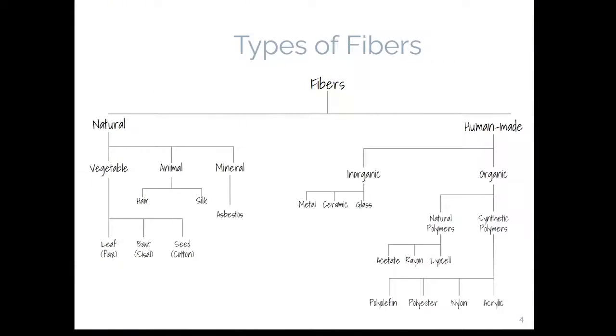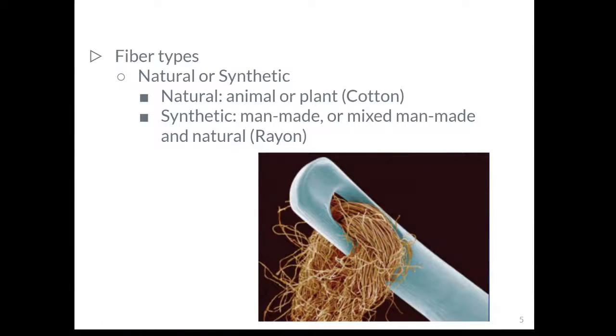These are the types of fibers that were shown in lecture. In lecture, we talk about fiber types, the two being natural, which come from animals and plants, and synthetic, which are human made. The most common natural fiber is cotton. Other common natural fibers are wool from sheep and cashmere from goat. Synthetic fibers are either man made or mixed man made and natural. The first ever man made fiber is rayon, made in 1910.